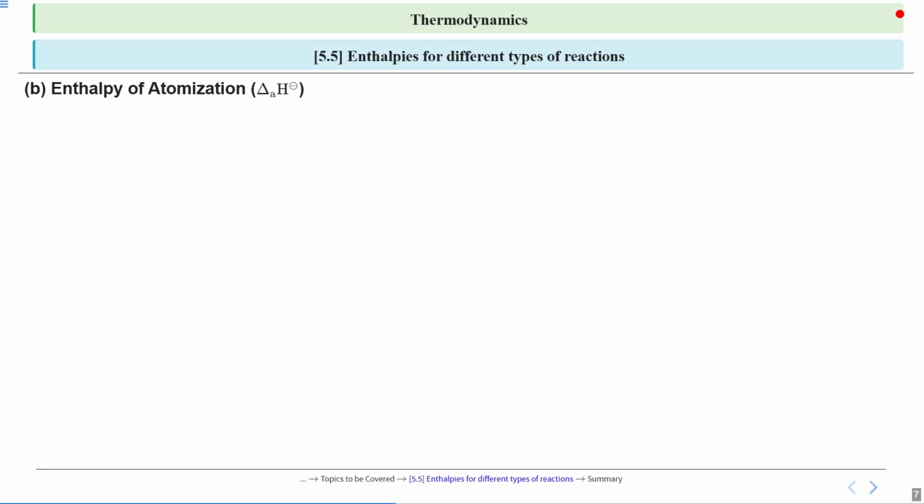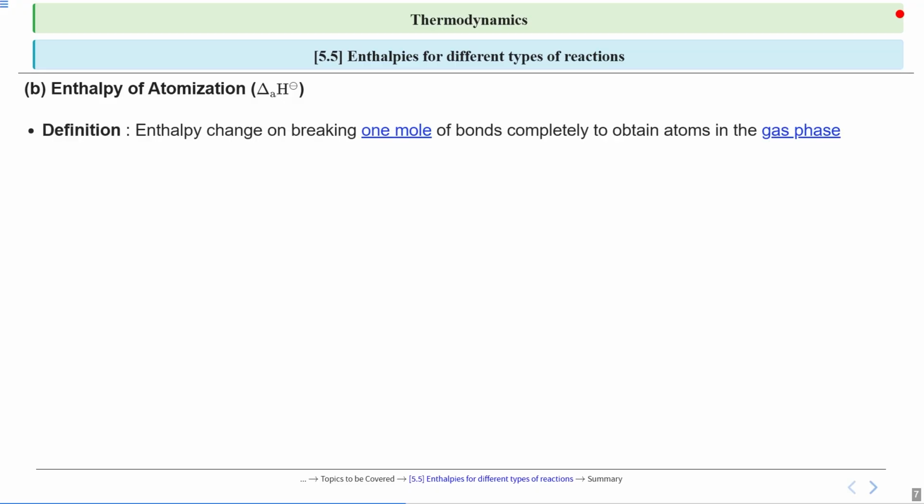Now, let us move on to the second type, which is standard enthalpy of atomization, or simply enthalpy of atomization. Again, I said that the definition part is the most important part, so first we will see that. The definition says that the enthalpy change for atomization is simply the breaking of 1 mole of a bond to obtain the atoms in the gas phase.